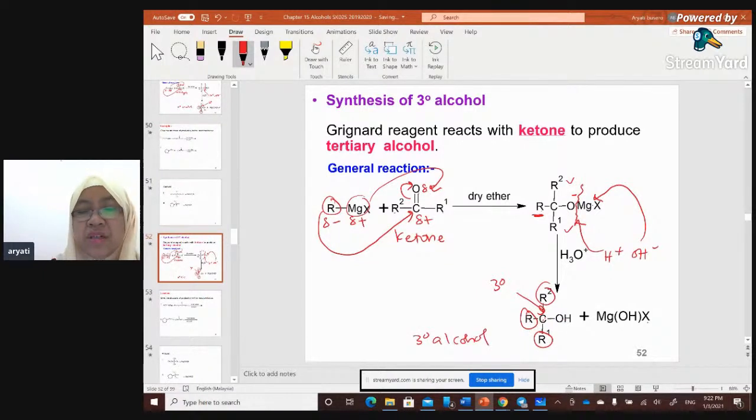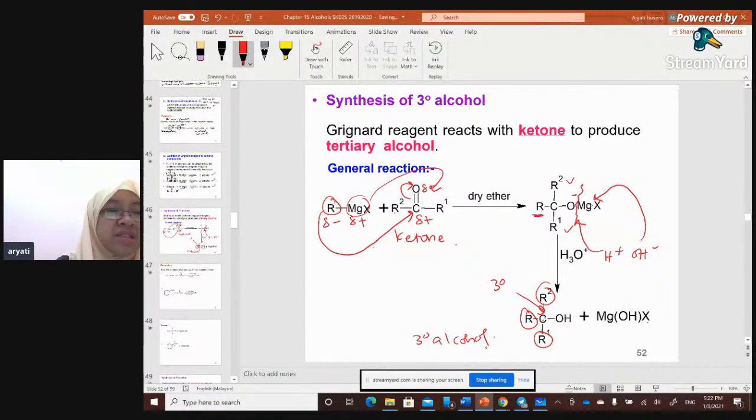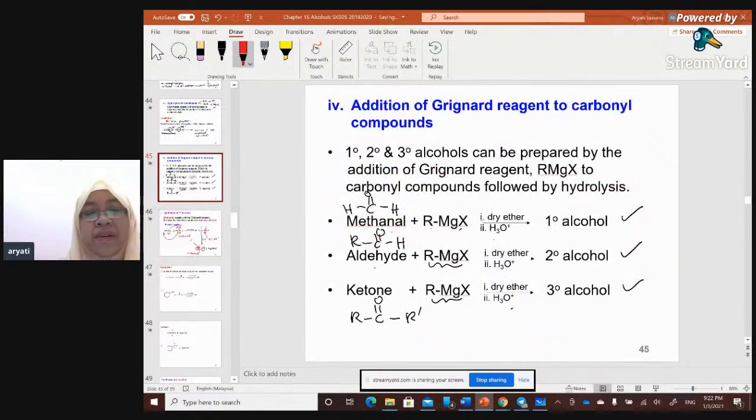So please remember, kalau Grignard reagent react dengan ketone, tertiary alcohol. So summary dia dah ada dekat sini. Grignard reagent dengan metanal, primary alcohol. Grignard reagent, aldehyde, secondary alcohol. Grignard reagent, ketone, tertiary alcohol.